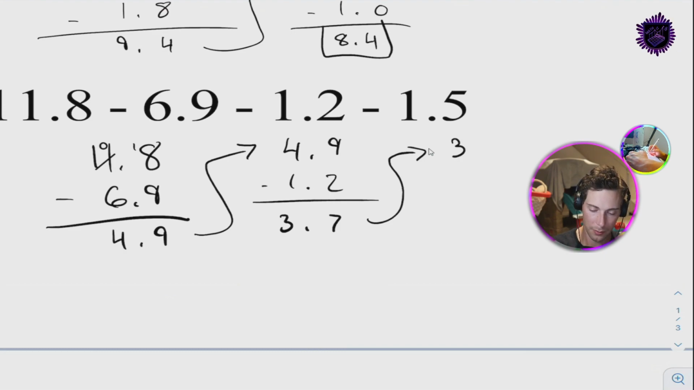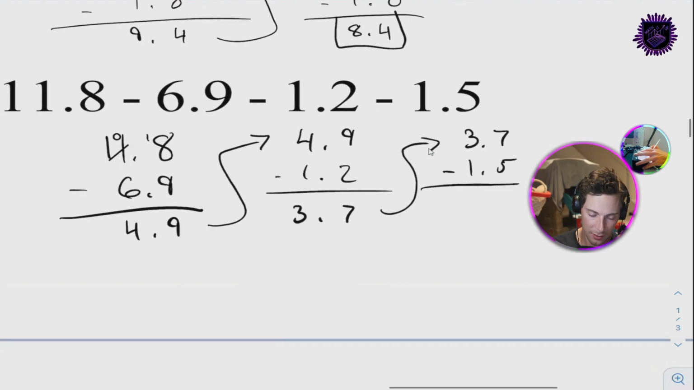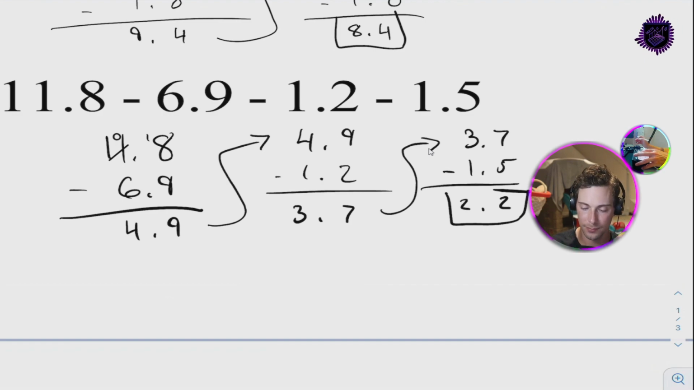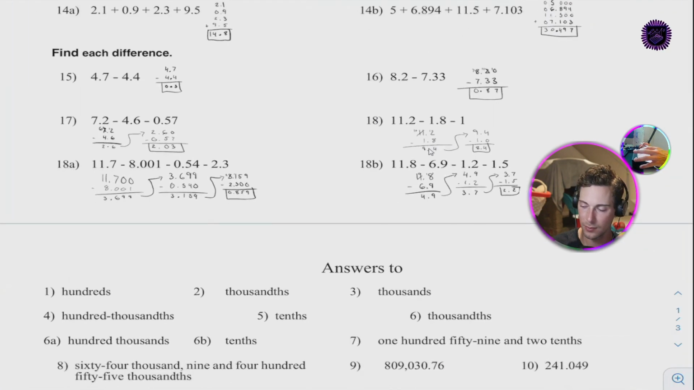Typo. 3.7 minus 1.5. Again, no borrowing. Oh, prime. No borrowing. This is going to be 2. I'm going to rewrite that so it's nice and neat. 2.2. Square our answer.